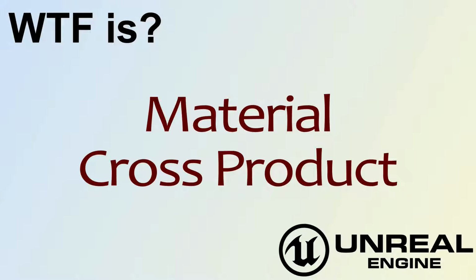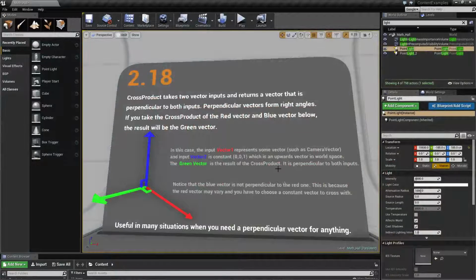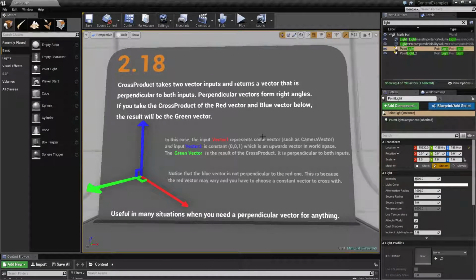Hello. Welcome to the video for What Is Material?: The Cross Product. Right here I'm showing an example from the content examples that Epic Games provides to us, and I'm using the math hall section. There's a large section that covers vector math, and it's really useful to go over if you need to learn vector math, or you need a refresher on it. So let's cover the cross product itself.